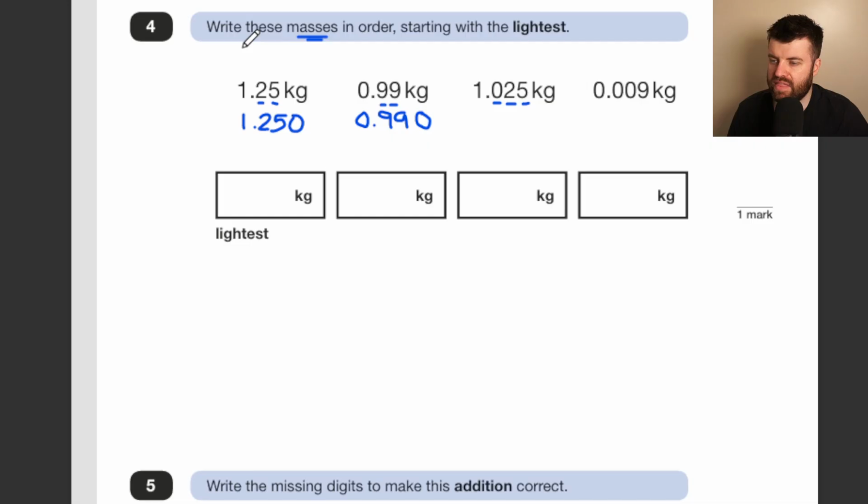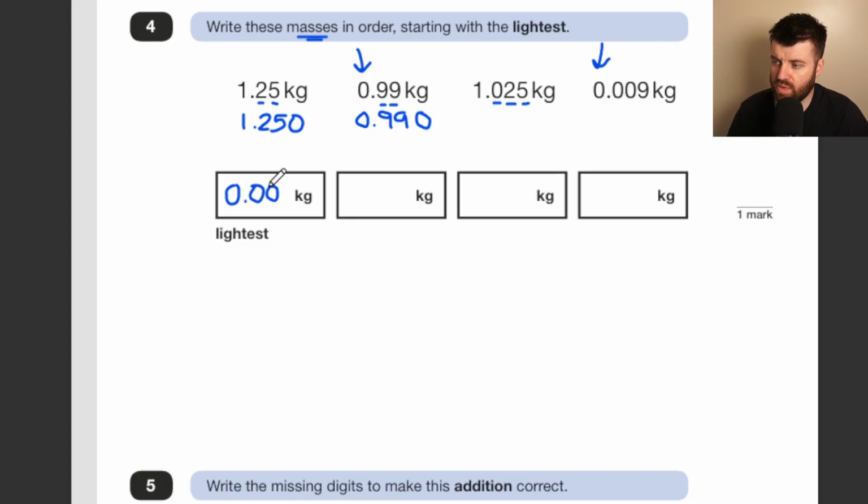Well, look at the ones column first. We have 1, 0, 1, 0. So the lightest 2 are these 2 here with zeros. Okay, well, what's the lightest out of those 2? 0.9 something, 0.0 something. Clearly, 0.0 something is going to be lighter.